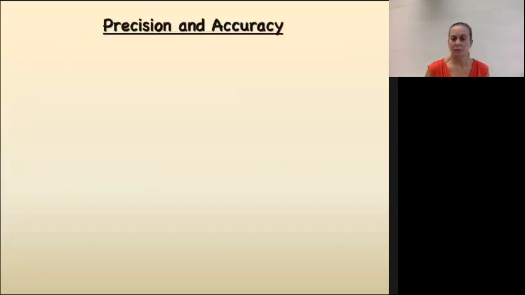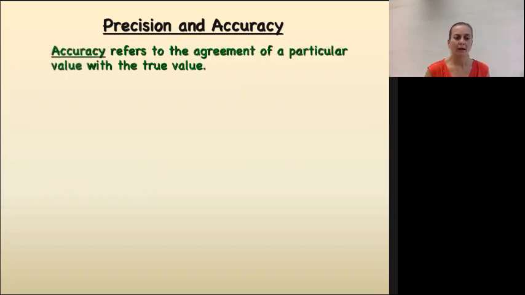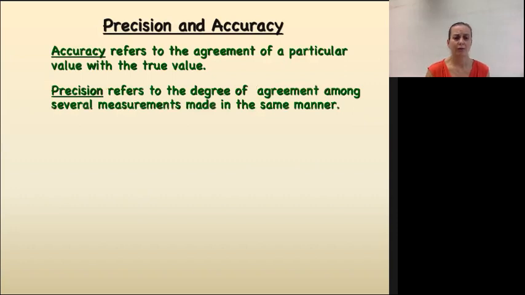So we're going to talk about two terms, precision and accuracy, and they are related, but they are not the same. And we use both of these to determine how uncertain a number may be. So when we talk about accuracy, we're referring to the agreement of a value with the true value.